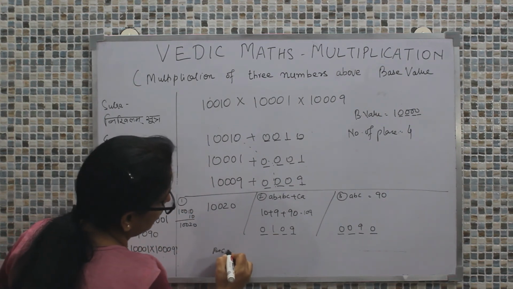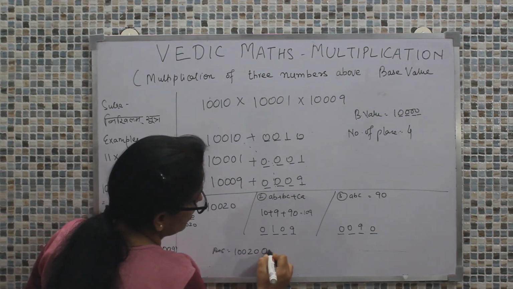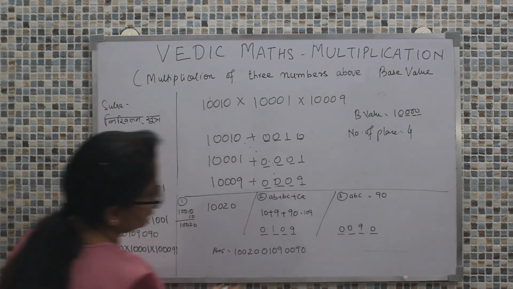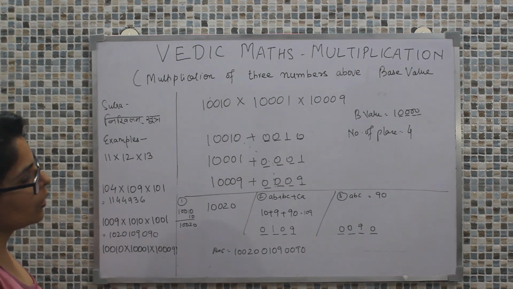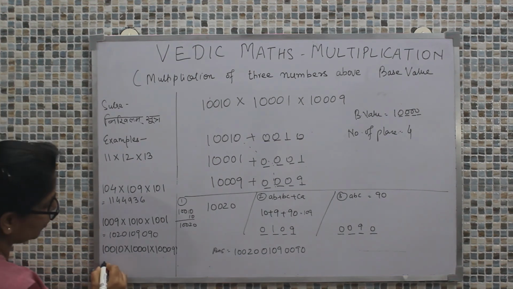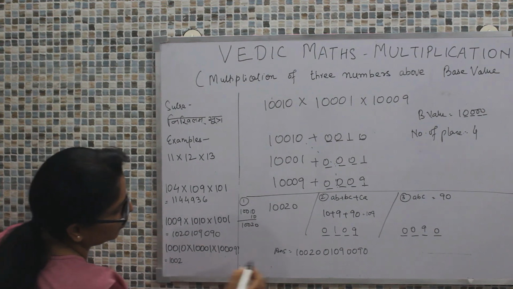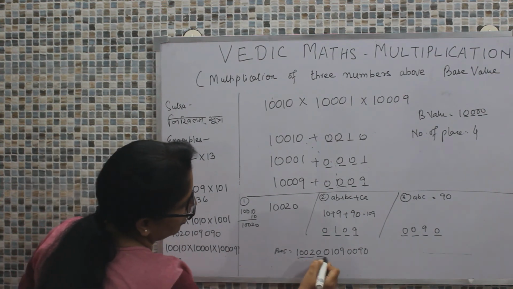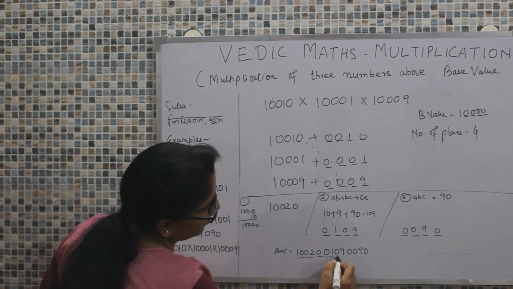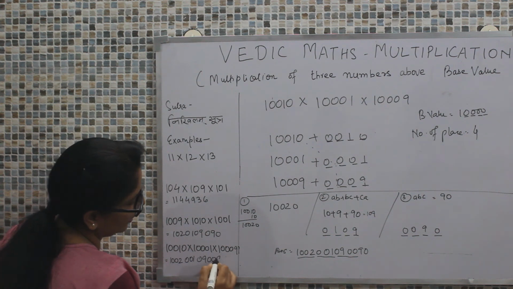And the answer is 1020 0109 0090. See how lengthy the calculation appears to be, but how easily we are able to compute the answer. So we have 1020010900 90.